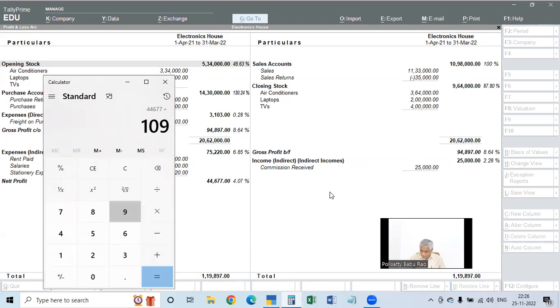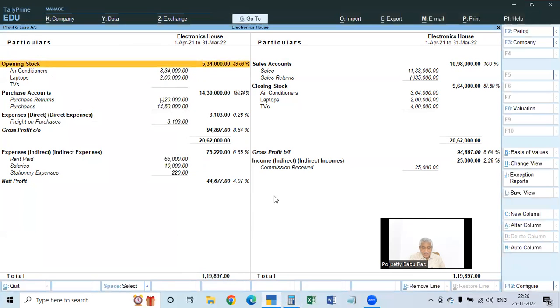44,677 divided by 10,98,000 into 100. See here, 4.06, and after that there is 8, so it will become 4.07. So 4.07 is the net profit ratio. Gross profit ratio, net profit ratio. Finding out these ratio percentages is very important for the management.